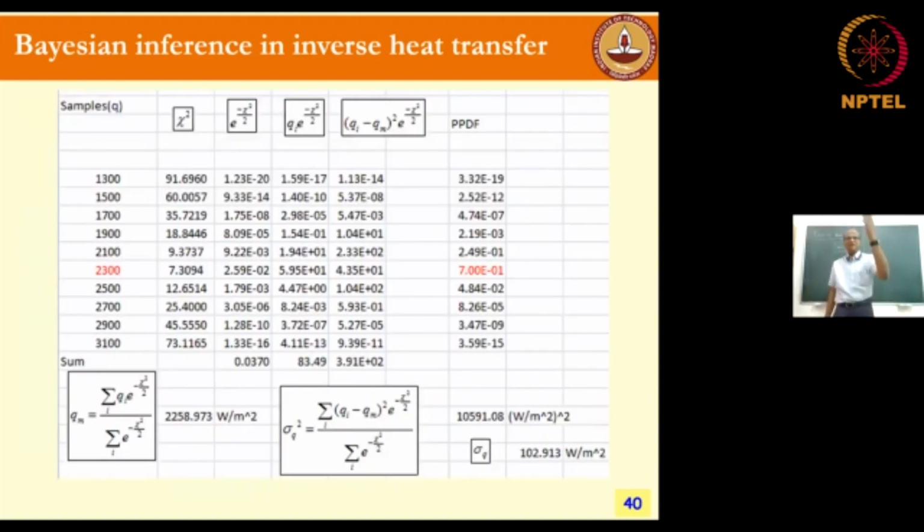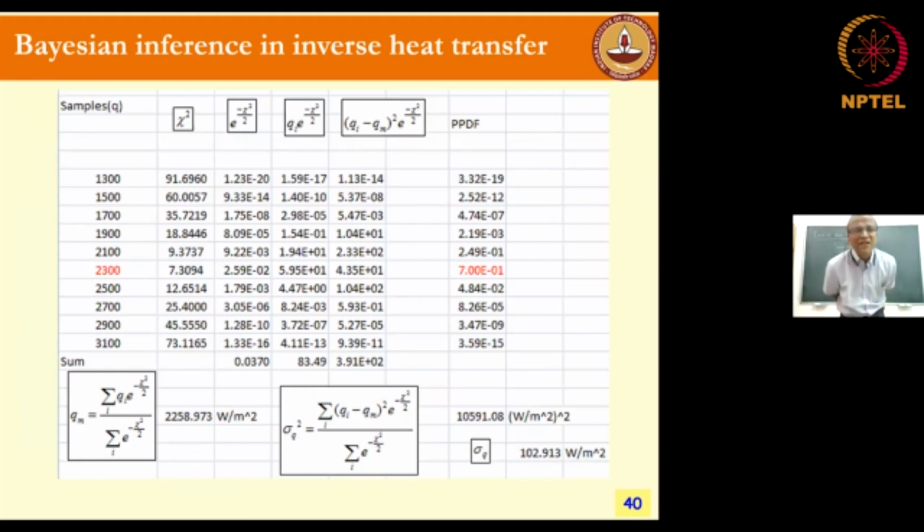Okay. Then find out e to the power of minus chi-square by 2. Q_i, e to the power of minus chi-square by 2. Then get the PPDF. Now you can see that the mean is about 2258. The standard deviation is about 102. Standard deviation to mean should be about 5 to 10%, so that it's a reasonable answer.